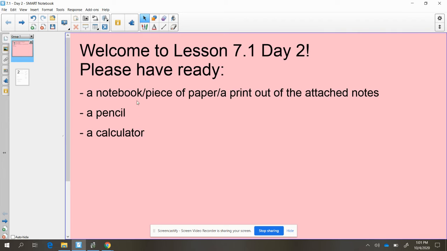And what you're going to actually need is not necessarily your book today, but either a notebook, a piece of paper, or a printout of the notes I attached to the link in Google Classroom so that you can follow along. You can just, again, take it in a separate notebook as well. Draw the pictures yourself and follow along that way as well. And you'll definitely also need a pencil and a calculator.